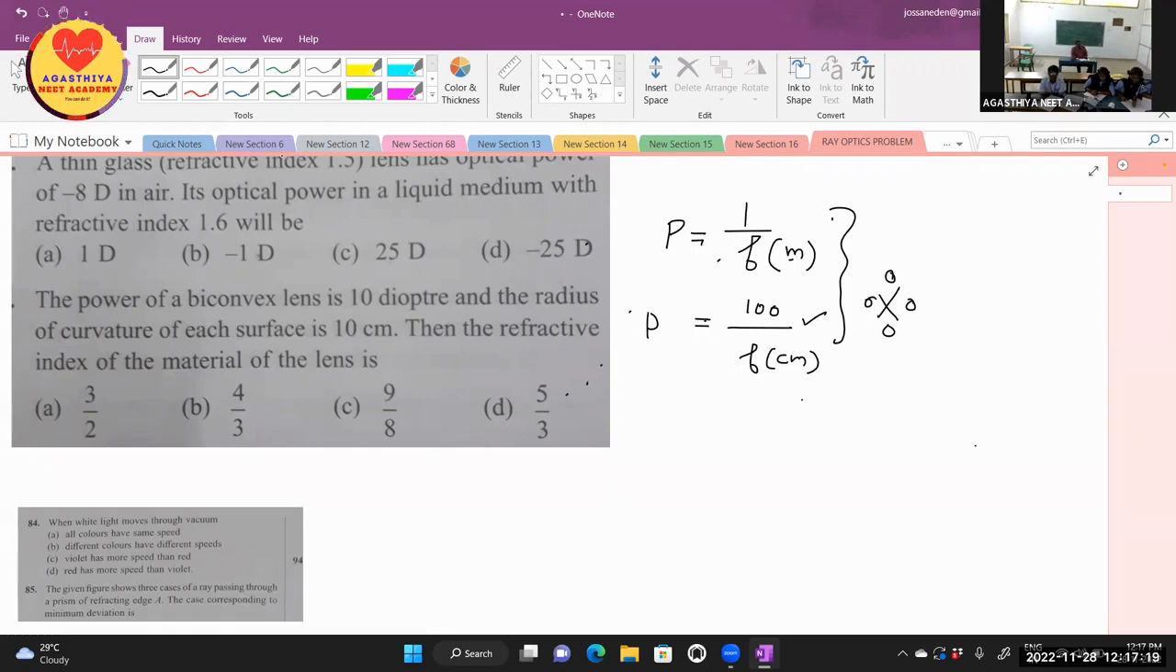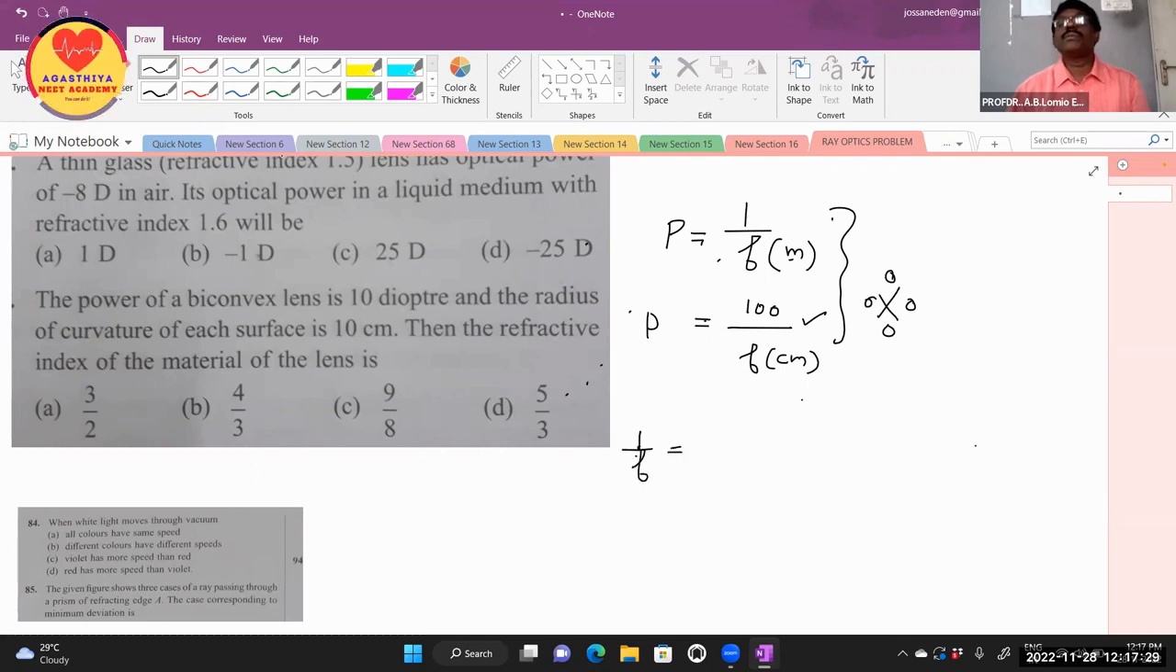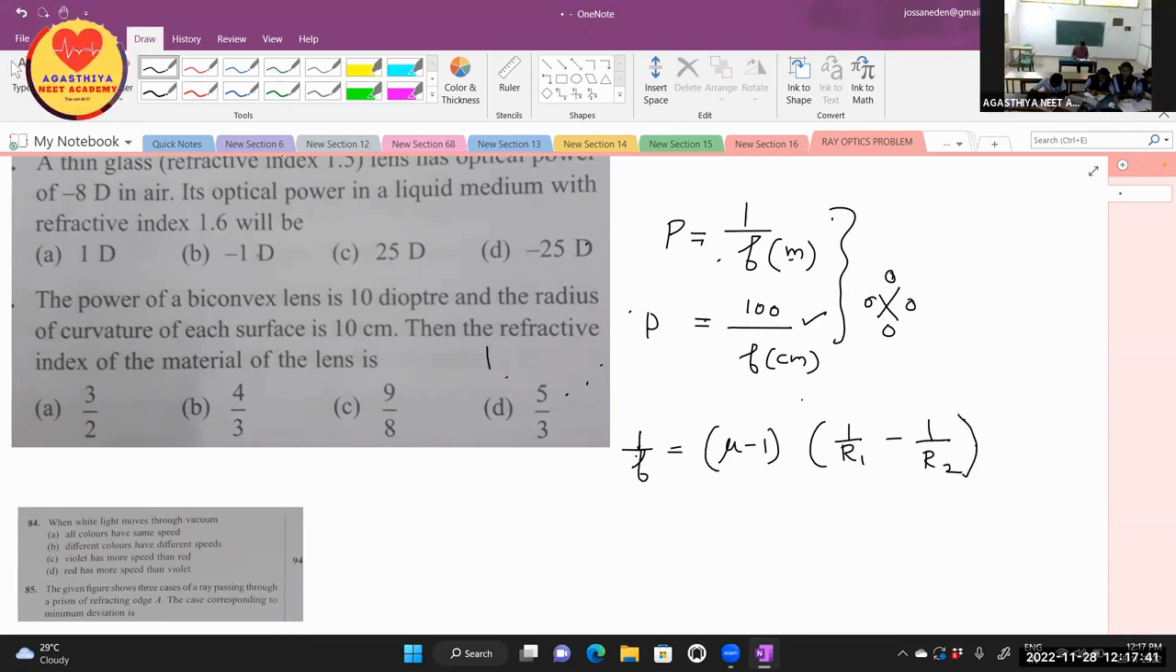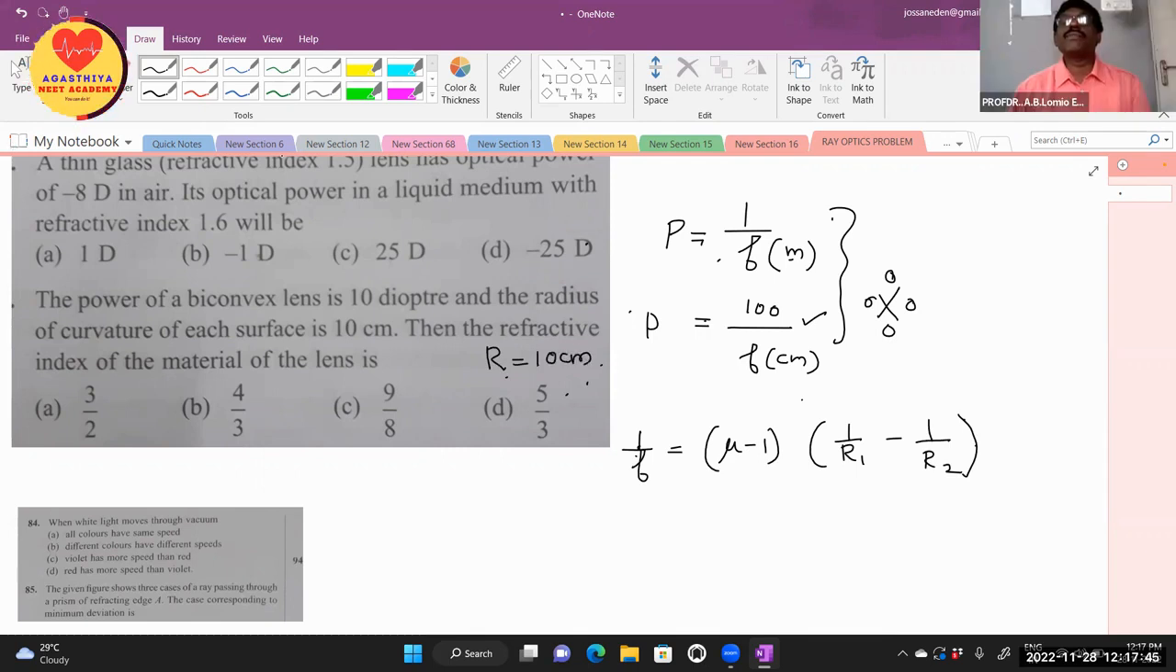See the point, they are asking the refractive index. How to relate this? 1 by F is equal to (mu minus 1) times (1 by r1 minus 1 by r2). Here the radius is given as 10 centimeter for both cases.